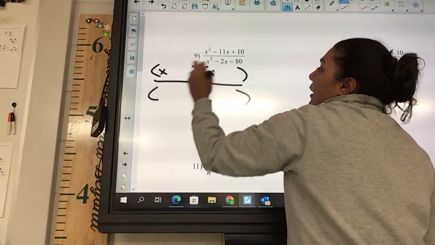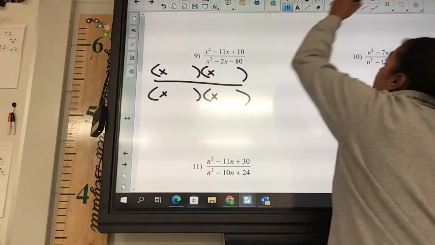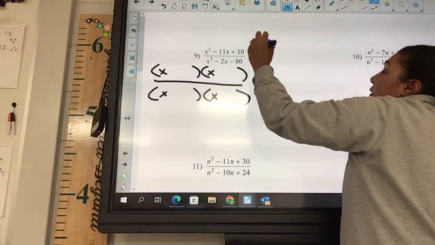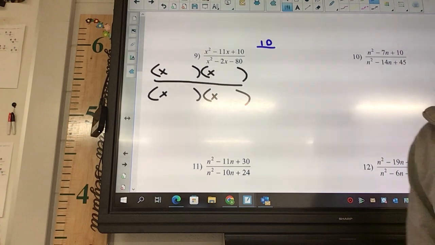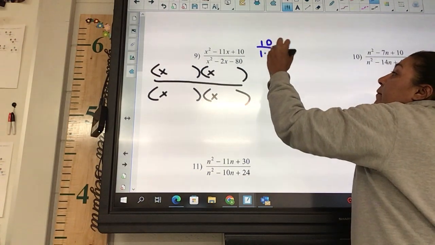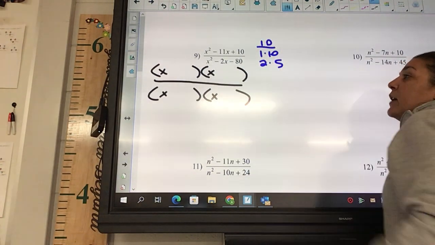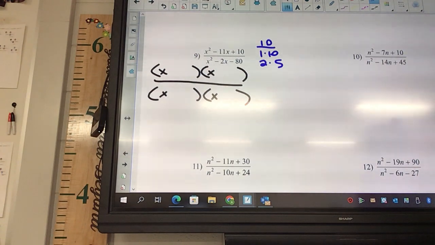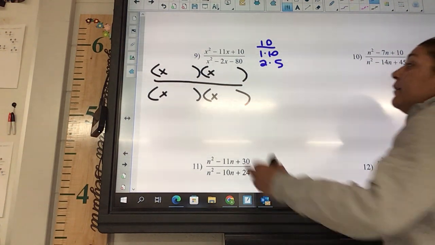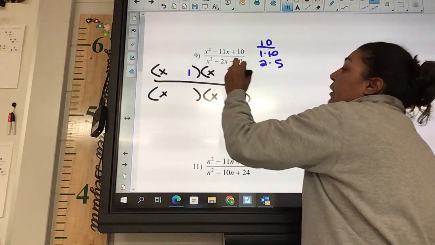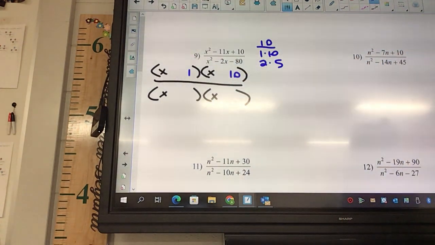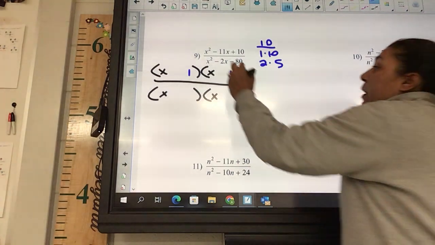Okay, we got x and x. Okay, what are some factors of 10? 1 and 10, 2 and 5. Okay, I need something to give me an 11. 1 and 10. Okay, and I really need a negative 11. So minus 1, minus 10. Good.